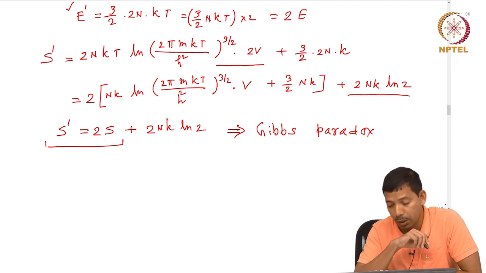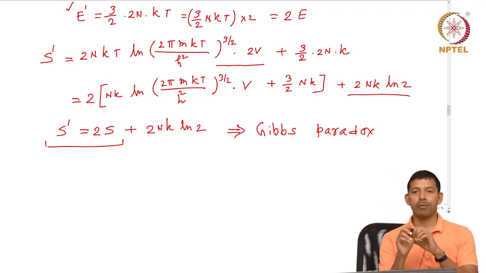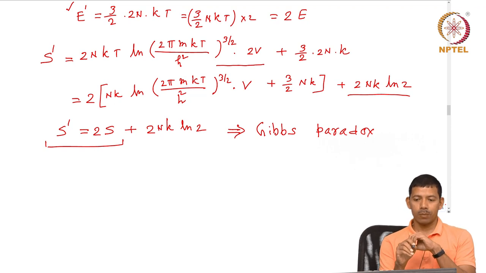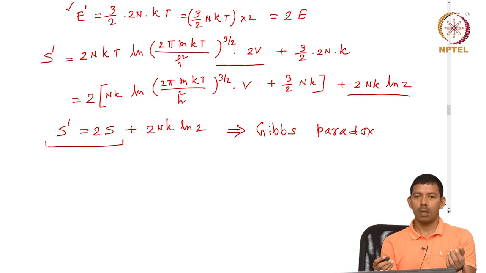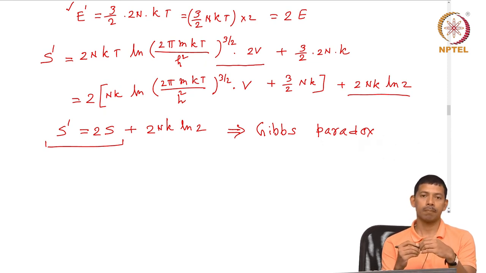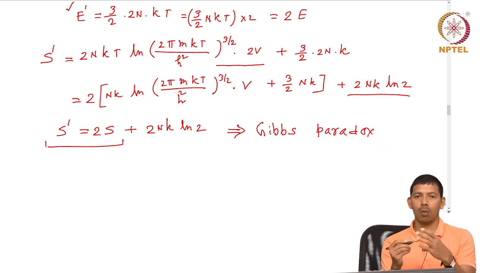So, what is the meaning of Gibbs paradox? Before Gibbs pointed this out, whatever expressions we had used for Q, mainly Q, the partition function, was based on that definition of Q. And when Gibbs pointed out that entropy, which is an extensive quantity, is not fulfilling this even for a simple monoatomic gas, then scientists had to think that the definition of Q has some problem.